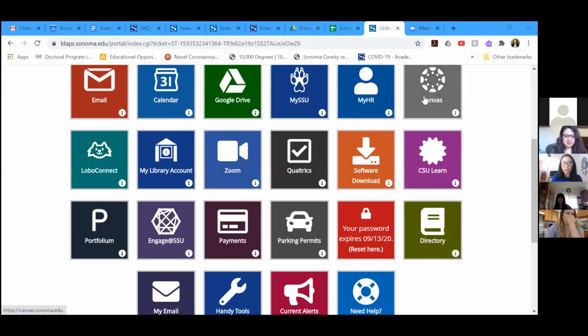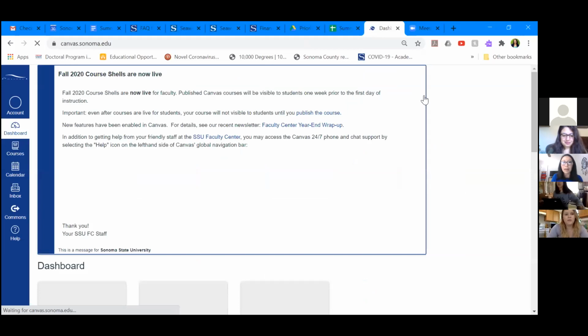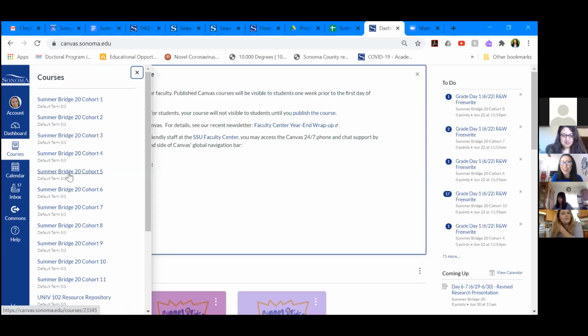Before we delve deeper into the estimated budget worksheet, we wanted to share with you how to access that worksheet. Let me go ahead and share my screen with you all. What you'll want to do is log into your Canvas course. I'm going to go into my Summer Bridge, cohort 5.